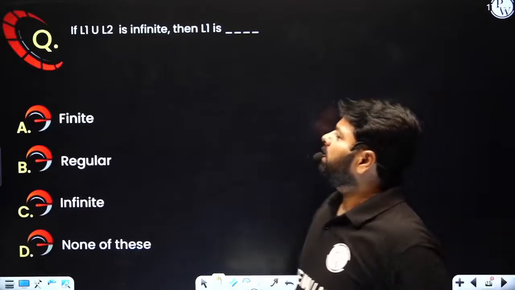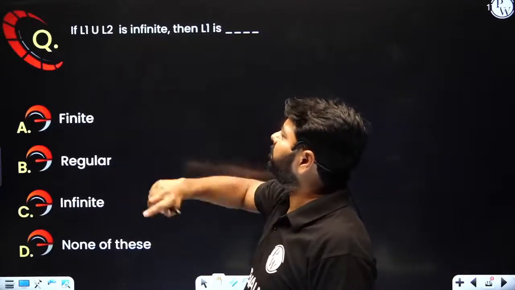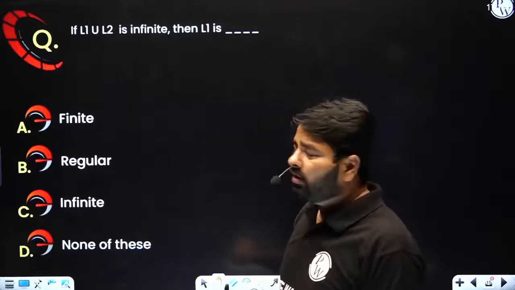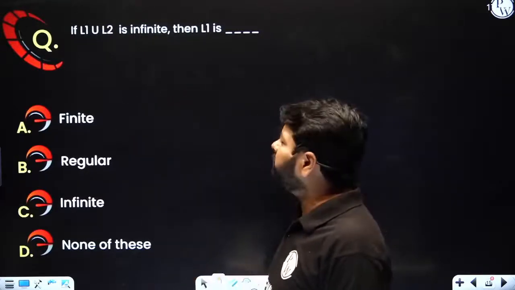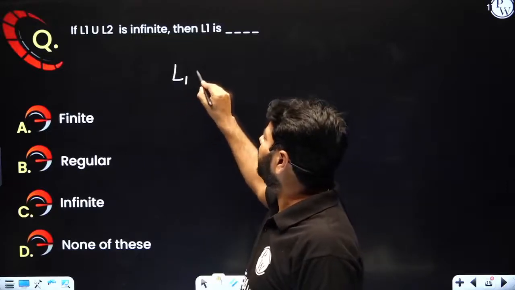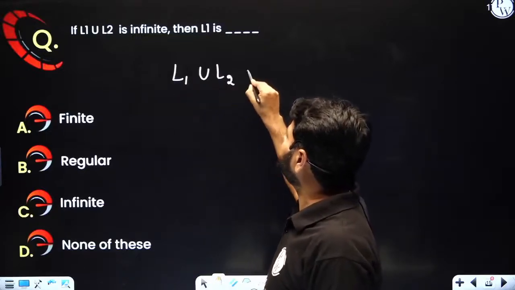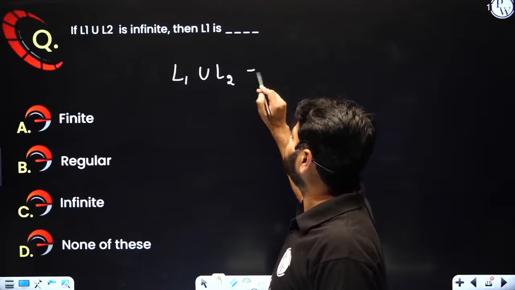Next one, if L1 union L2 is infinite, then what is L1? You tell me, is it required that L1 is infinite? I'm just saying that L1 union L2 is given as what? Infinite.